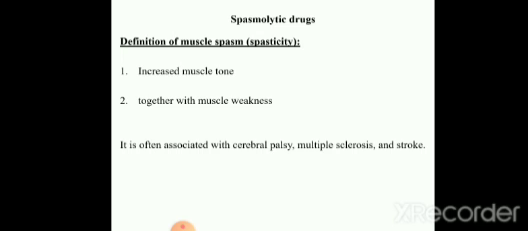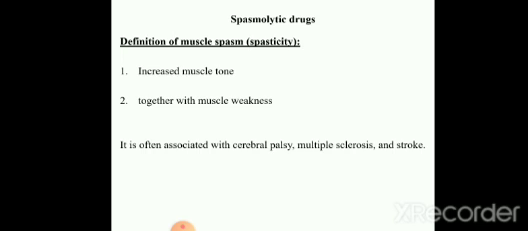So we are seeing about skeletal muscle relaxants. There are two groups: neuromuscular junction blockers and spasmolytics. Neuromuscular junction blockers are of two types: non-depolarizing blockers and depolarizing blockers. We discussed non-depolarizing and depolarizing blockers, and we come to the final part, the spasmolytic drugs. These spasmolytic drugs are again of two types: peripherally acting drugs and centrally acting drugs.